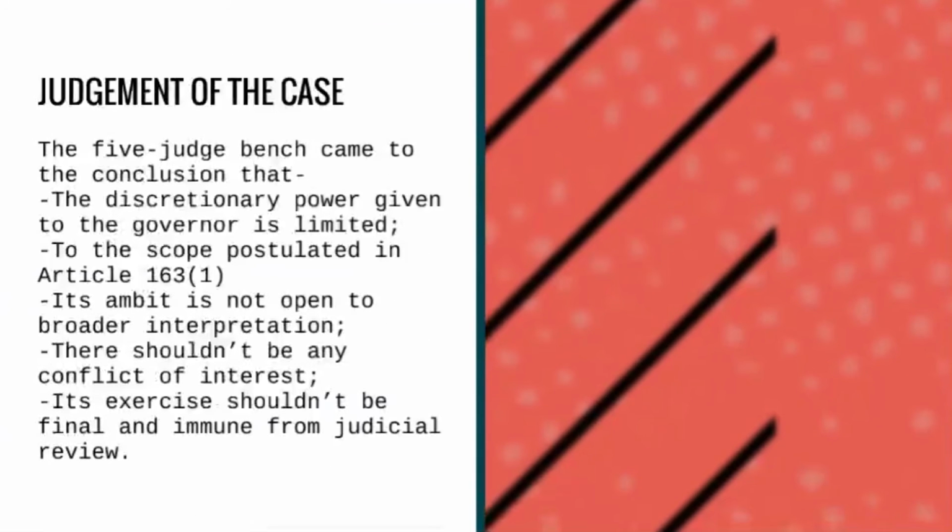The judgment that was passed by the Supreme Court said that the power of the governor is limited to the scope postulated in Article 163, Section 1, that it is not open for interpretations, that there shouldn't be any conflict of interest, and that its exercise is not immune from judicial review. The court further said that the governor's manner of conducting the assembly is in violation of Article 163 and Article 174 of the Constitution. Thus, the court concludes that the actions of the governor in the present case are against the spirit of parliamentary democracy and responsible governments.